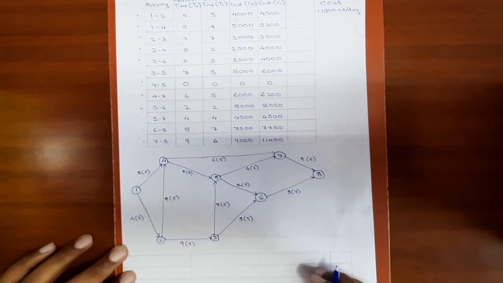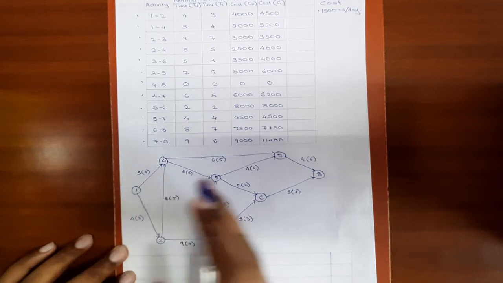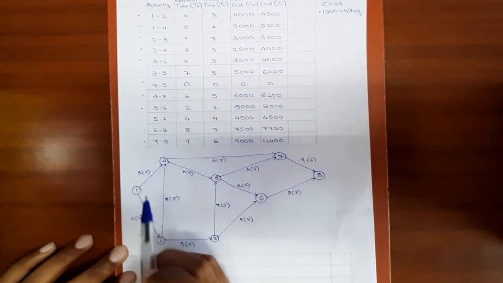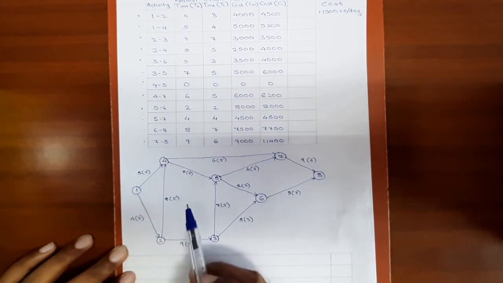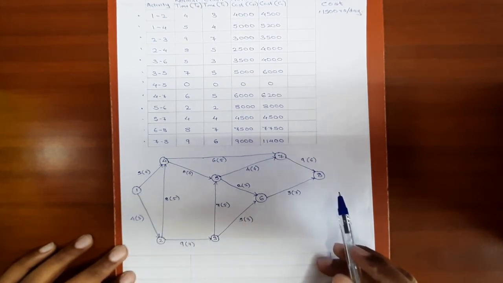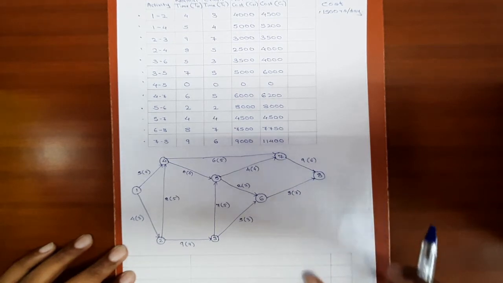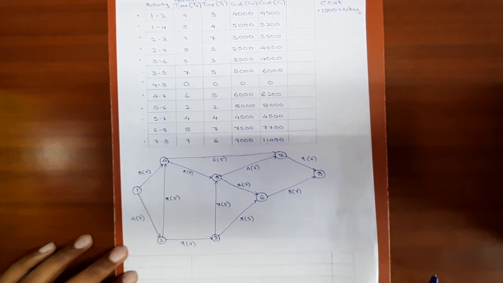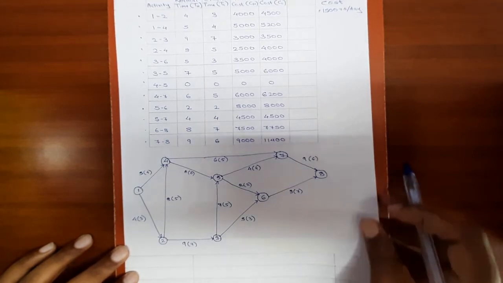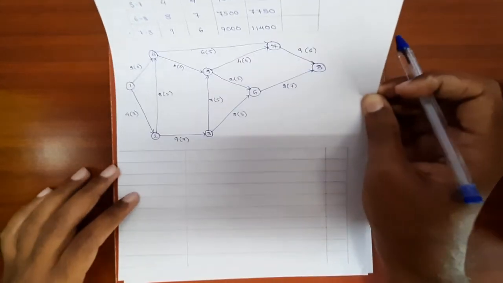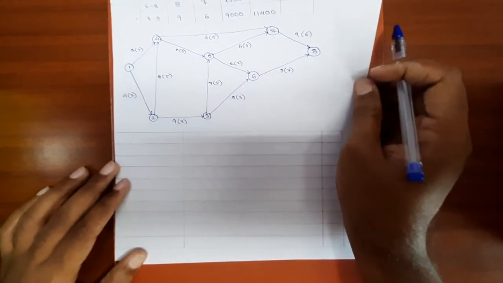Okay, now we need to find out the critical path and the total duration of the project. In most of the books, the method given is they do forward passes and backward passes. They find earliest start time, earliest finish time, latest start time, latest finish time of all the activities, and then they determine the critical path. Now we are going to adopt an alternative method. We are going to find out all the possible paths from first activity to last activity. Then we are going to find out the normal duration and crash duration of each path.